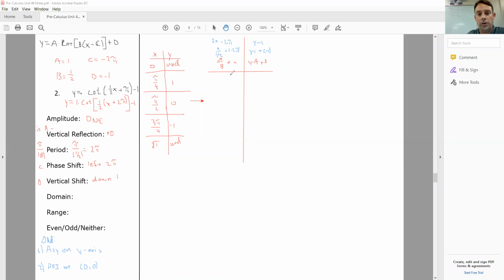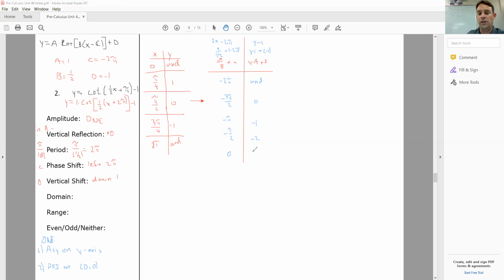So 0 times 2 is 0 minus 2 pi, -2 pi. Pi over 4 times 2 is pi over 2, minus 2 pi is -3 pi over 2. Pi over 2 times 2 is pi, minus 2 pi is -pi. -pi over 2, and 0. We plug in our undefined minus 1 is still undefined. 1 minus 1 is 0. 0 minus 1 is -1. And then we have -2.